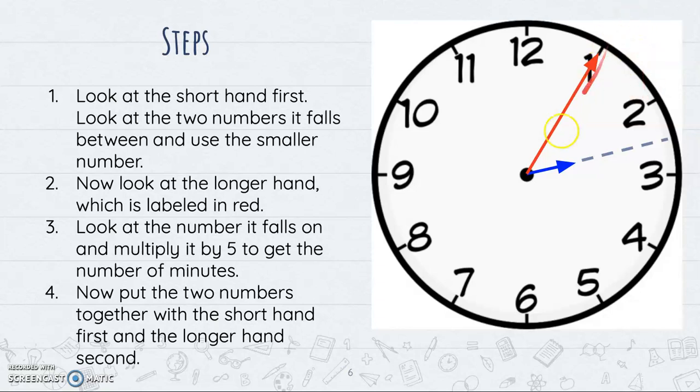Step 2. Look at the longer hand, which is labeled in red. With the longer hand, the numbers that are shown on the clock need to be multiplied by 5 in order to get the minutes. When reading the minutes, we look at where the longer hand is. What number does the longer hand touch? That's right, it touches 1. We multiply it by 5, so 1 times 5 is 5. So we know it's 5 minutes past 2, or 2:05.